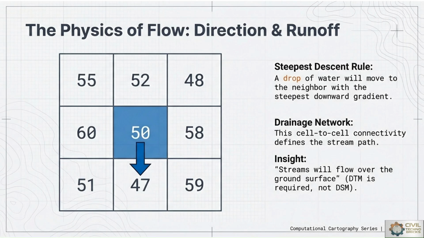So the drainage network, which is the cell-to-cell connectivity that defines the stream path, is how streams will flow over the ground surface. With reference to this, the digital terrain model is required, but not the digital surface model. So the digital terrain model marks the direction of runoff.